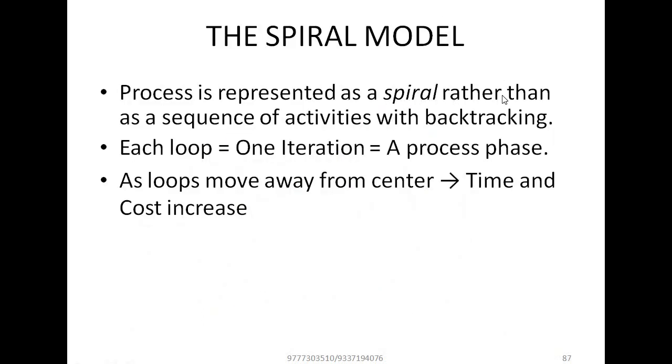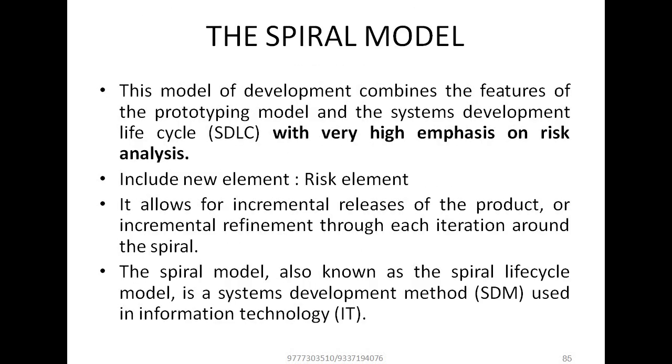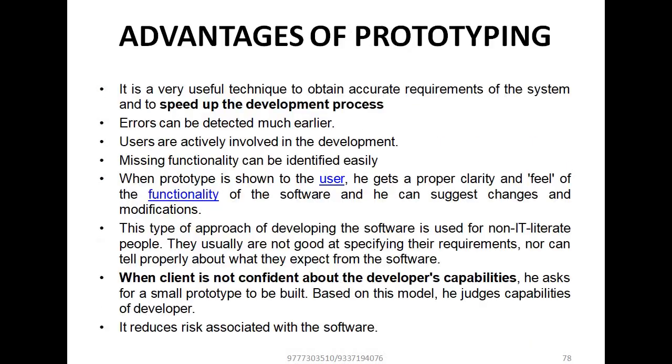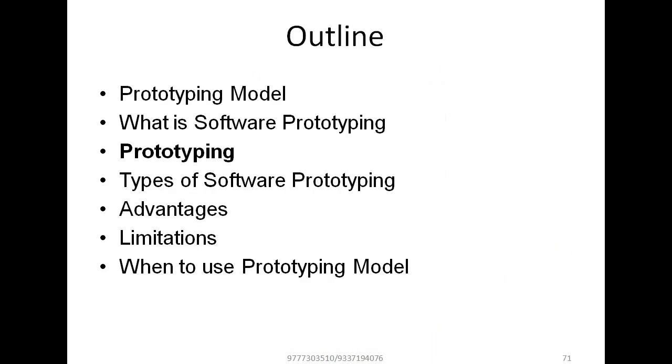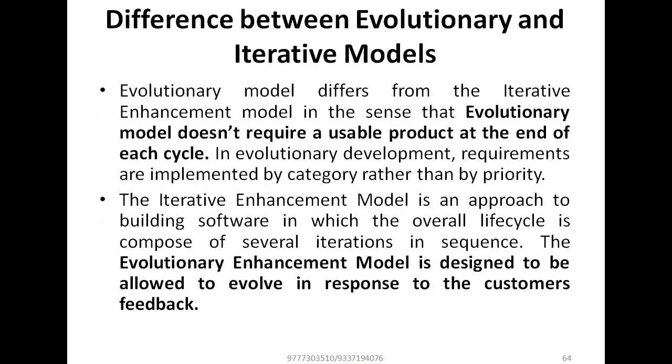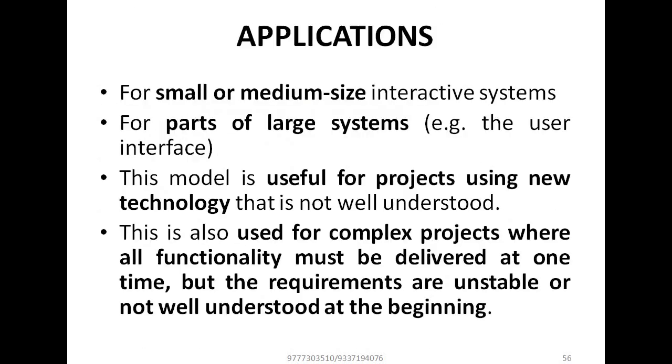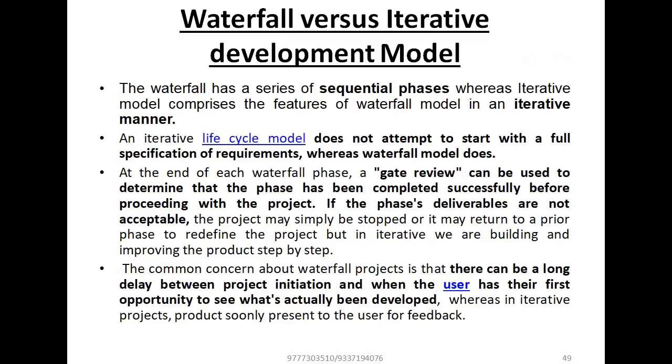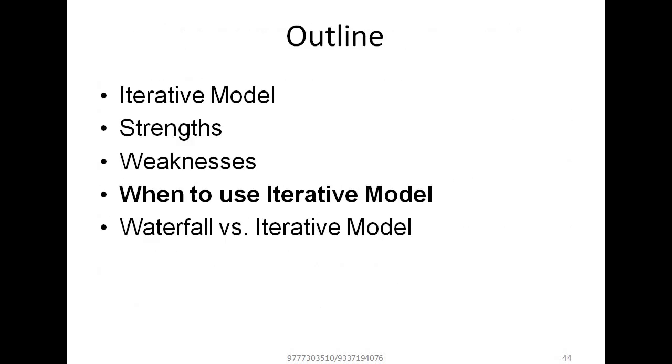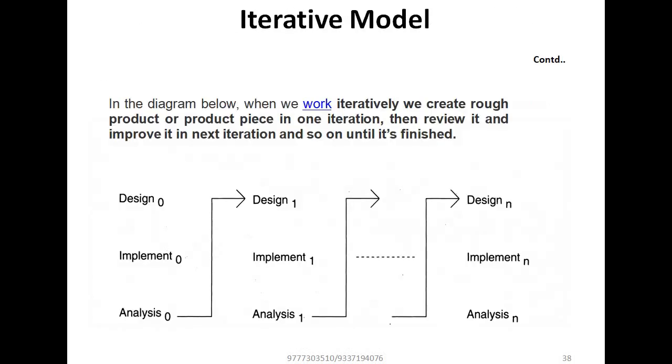Process is represented as a spiral rather than as a sequence of activities with backtracking. Where does backtracking occur? Now, sir, in the iterative waterfall model. See the diagram of the iterative waterfall model. I will show you the diagram.